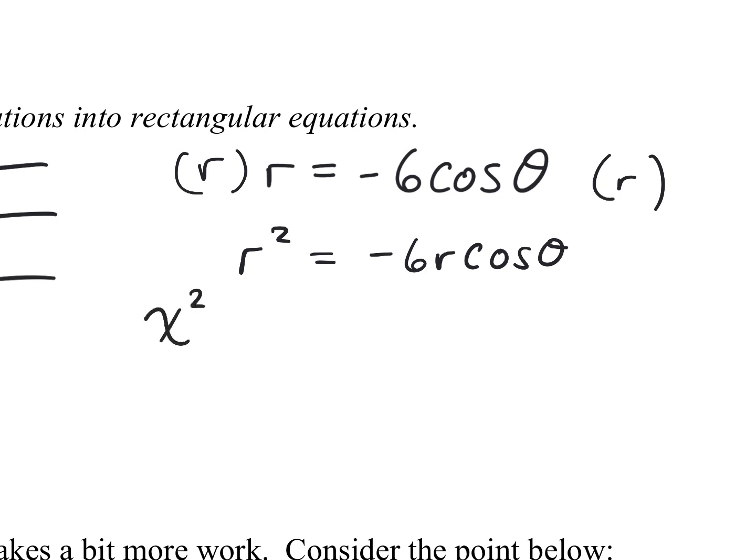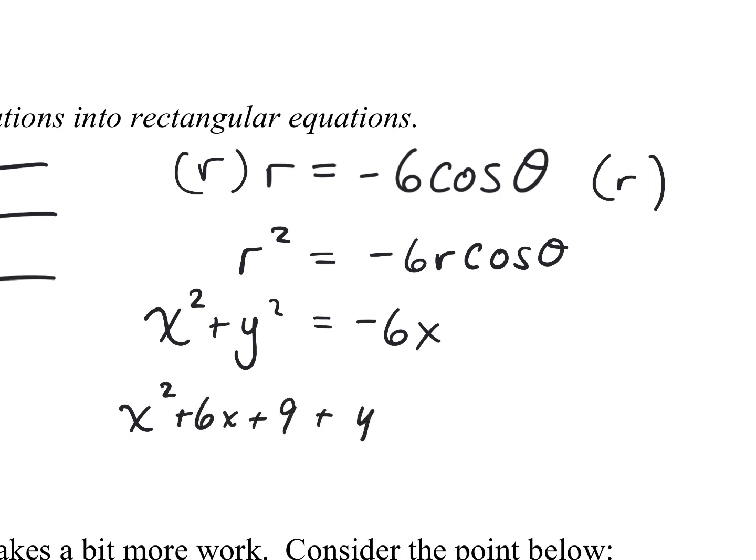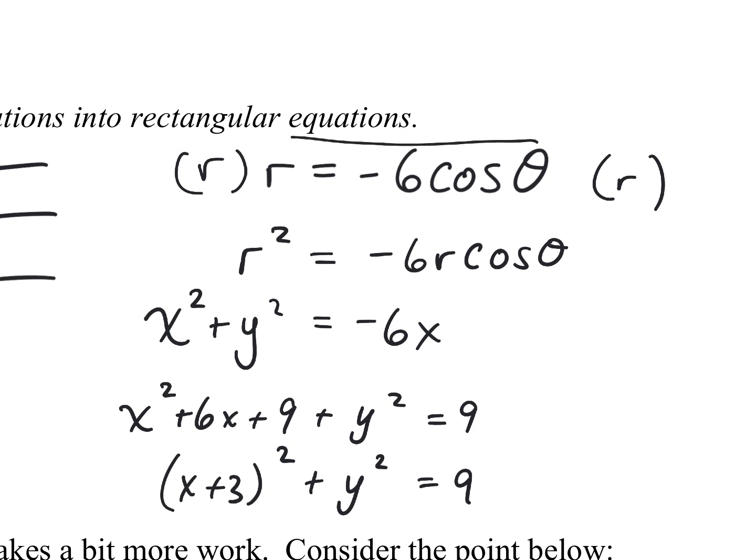Well, r squared is the same as x squared plus y squared. And negative 6r cosine theta is the same as negative 6x. If you don't recognize this is actually a circle, I'm going to complete the square and rewrite in standard form. And we could simplify this to x plus 3 quantity squared plus y squared equals 9. So r equals negative 6 cosine theta we can convert to the equation of a circle that we saw earlier in the year.